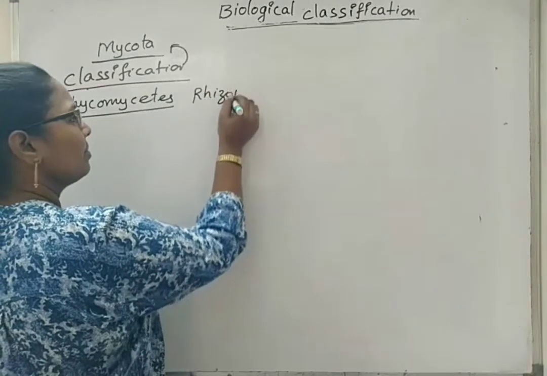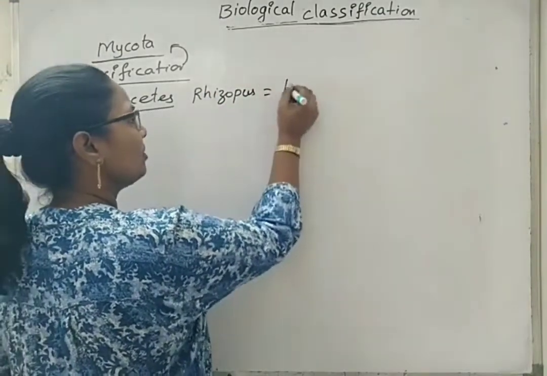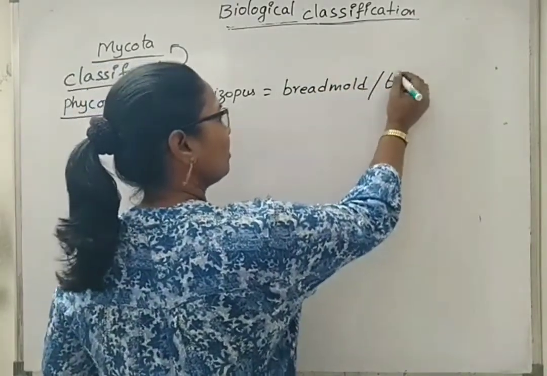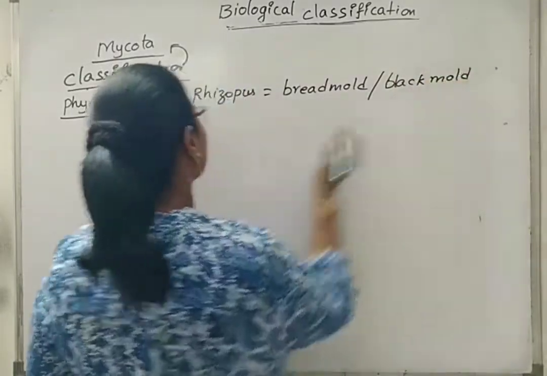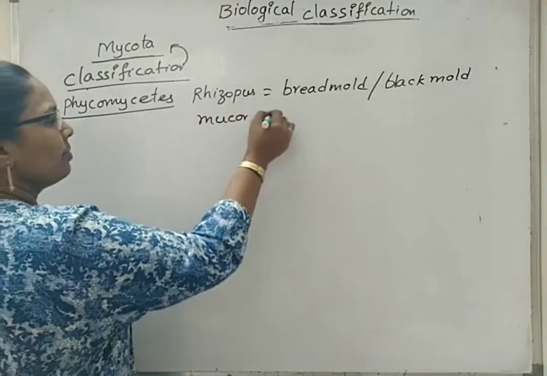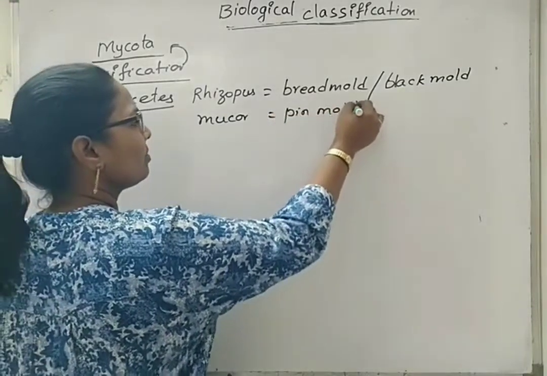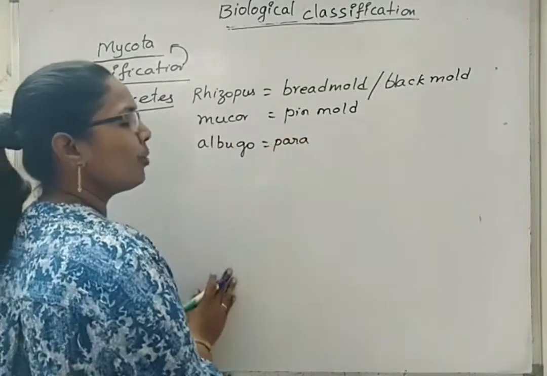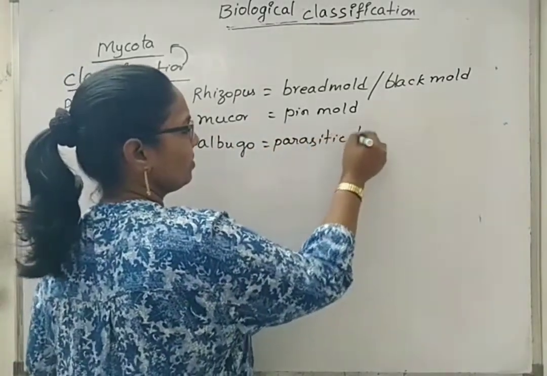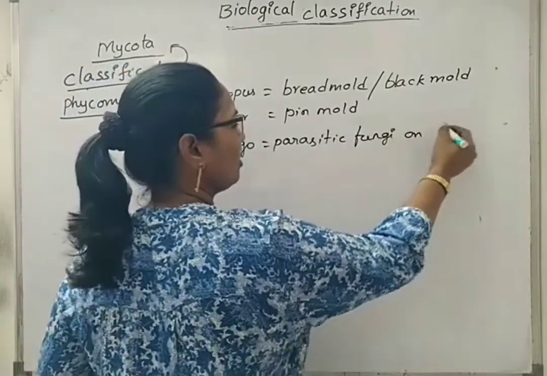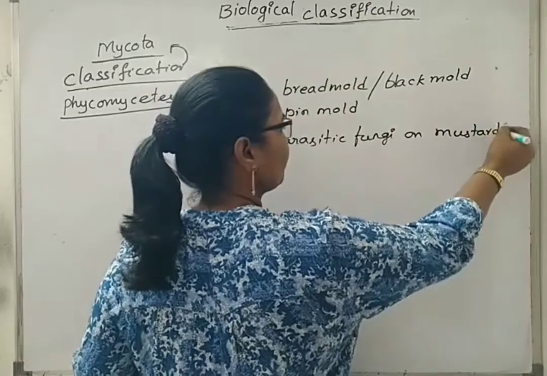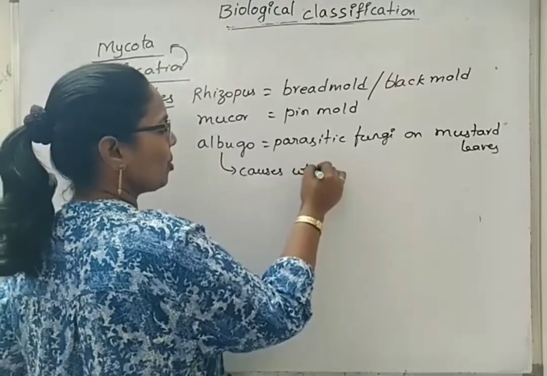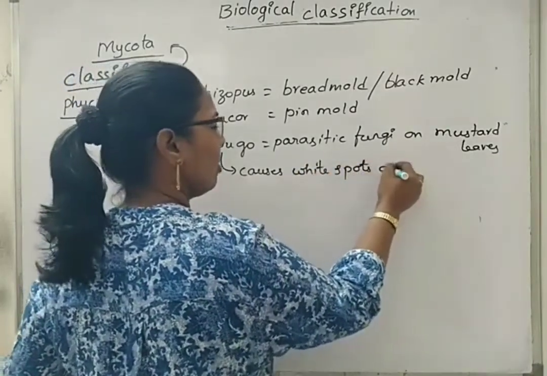Rhizopus, also called bread mold or black mold. Mucor, also called pin mold. Albugo, a parasitic Phycomycetes member. It is a parasitic fungus on mustard leaves and causes white spots on mustard leaves.